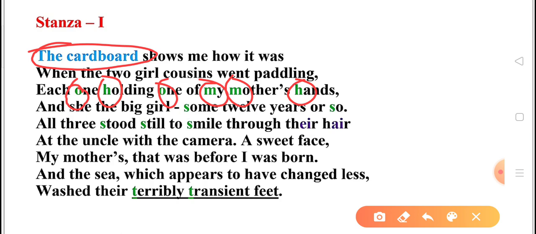And the third example is "my mother's", so the M sound is repeated, that's why this is alliteration. Moving to the next we can see "some" and "so" in the same line, the S sound is being repeated, that's why this is alliteration. Moving to the next line we can see "stood still", so again over here the S sound is repeated. Then comes "smile", so in this line the S sound is repeated thrice, "stood still to smile", again a beautiful example of alliteration. And then coming to the last line we can see "terribly transient", in this case we'll take only these two words beginning with the T sound, "terribly transient", so over here also this is an example of alliteration.